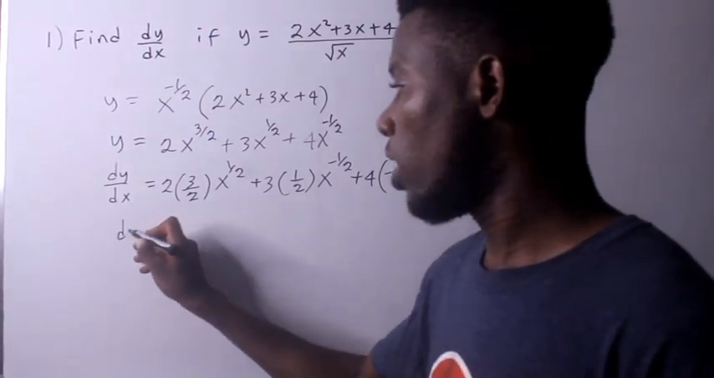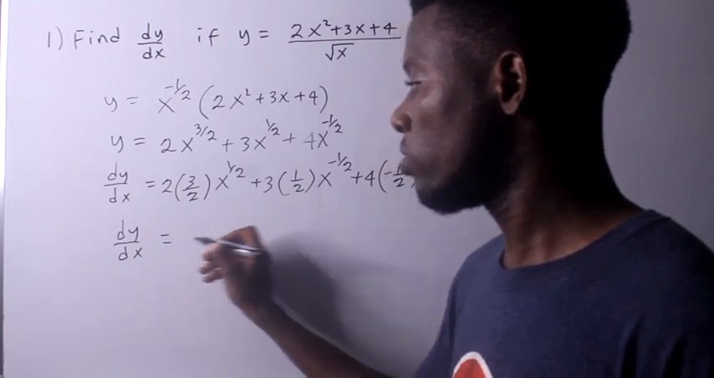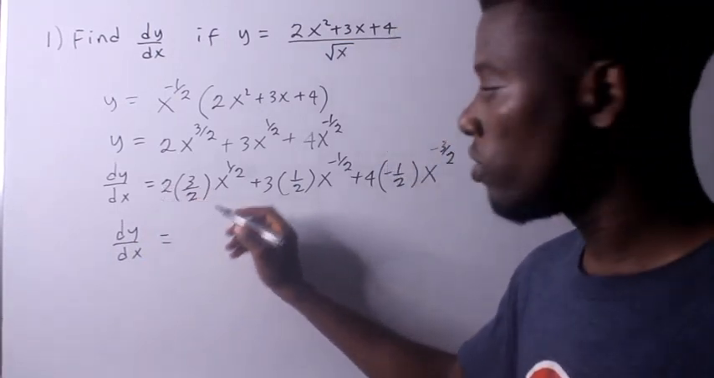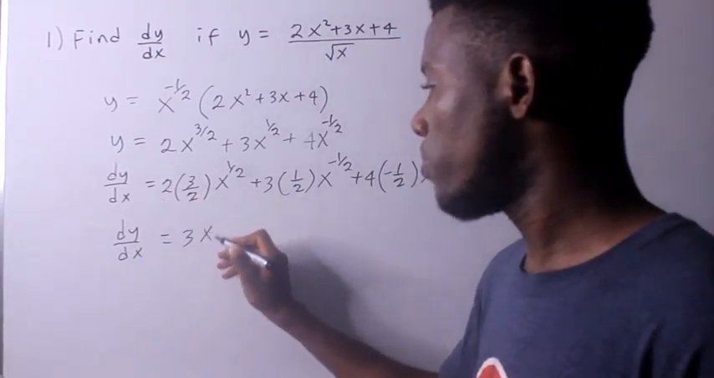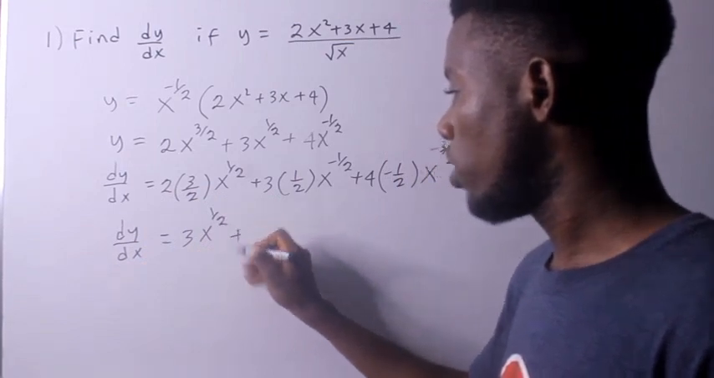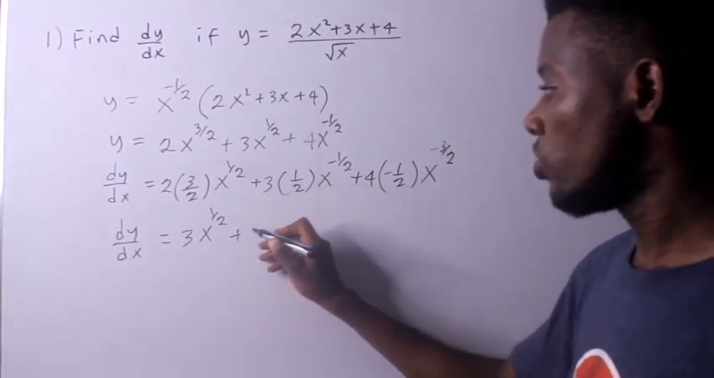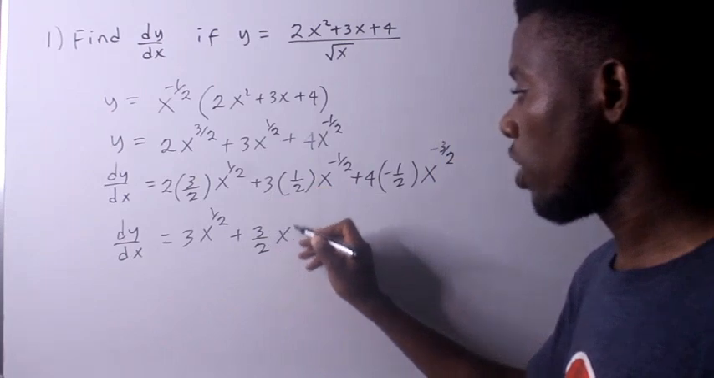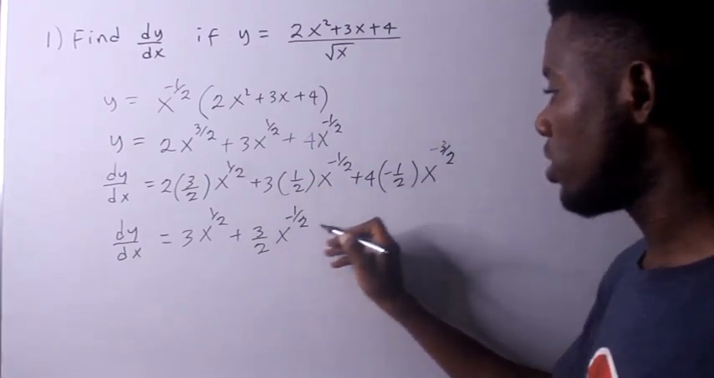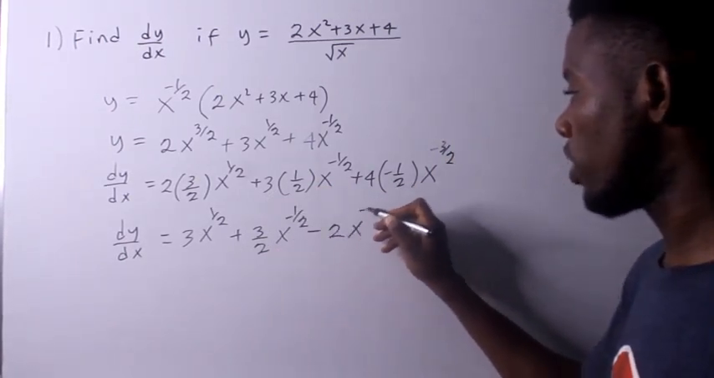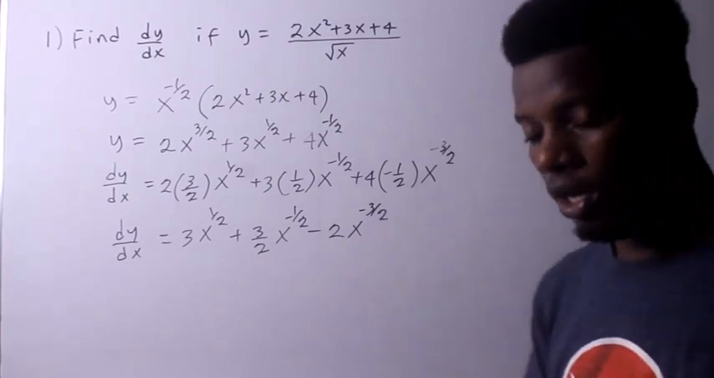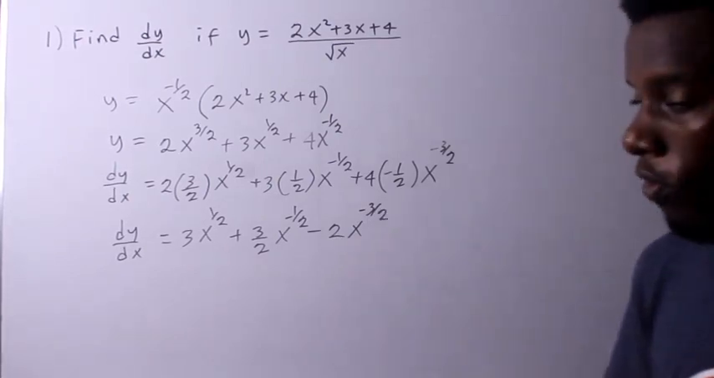Therefore, dy by dx is equals to, now this 2 and this 2 go out, you have 3x to the power of half plus this is 3 over 2 x to the power of negative half, and this is minus 2x to the power of negative 3 over 2. Now let's go ahead and simplify further.